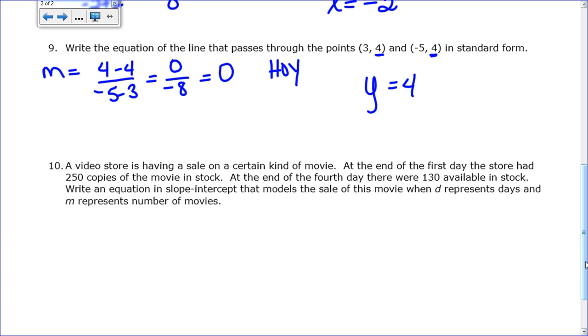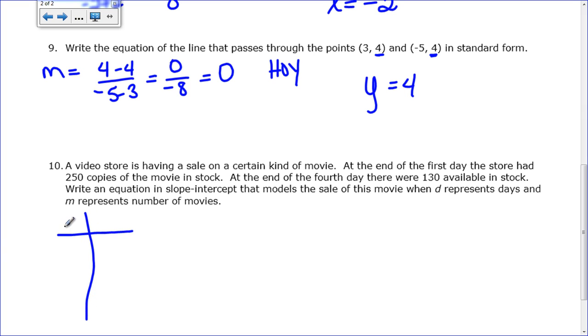So last one, a video store is having a sale on a certain kind of movie. At the end of the first day, the store had 250 copies. At the end of the 4th day, there were 130. Write an equation in slope-intercept form that models the sale of this movie when D is days and M is movies. So I'm going to make a table.